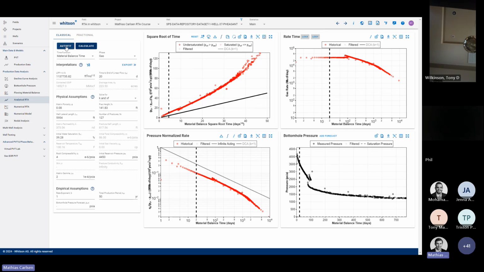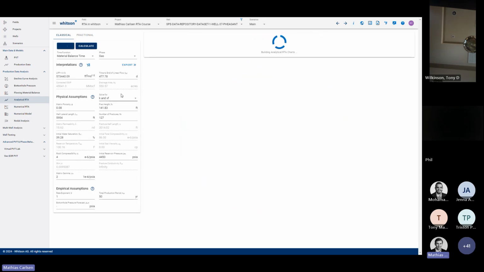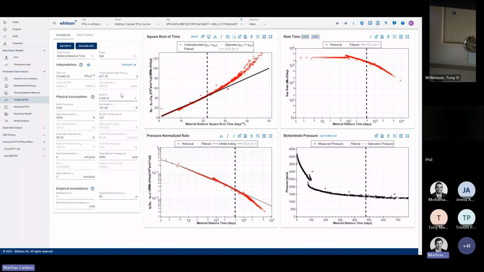This autofit, though, if you click that, will do an automatic fit of our square root of time plot data. The machine, or Whitson Plus, will go in and interpret what is, quote unquote, linear flow, and where I should fit my time to linear flow. That's what the autofit is doing up there.